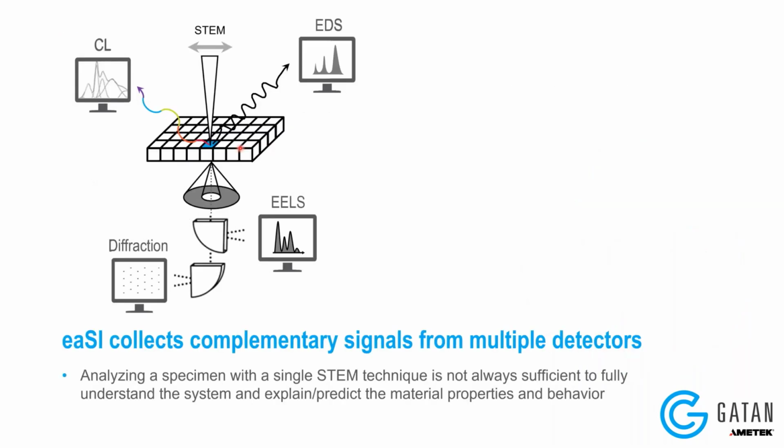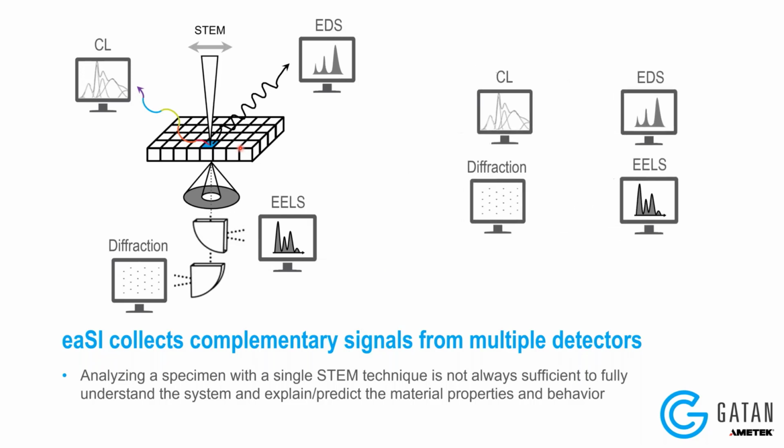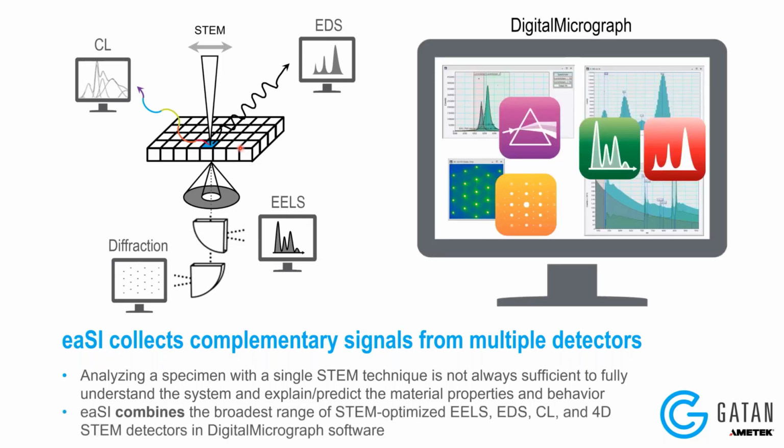As you know, collecting data only from one type of detector usually does not give sufficient information about the sample you are studying. With EASY, you can simply combine different types of STEM signals in Digital Micrograph software in order to get a full picture of the sample that is being analyzed in the electron microscope.